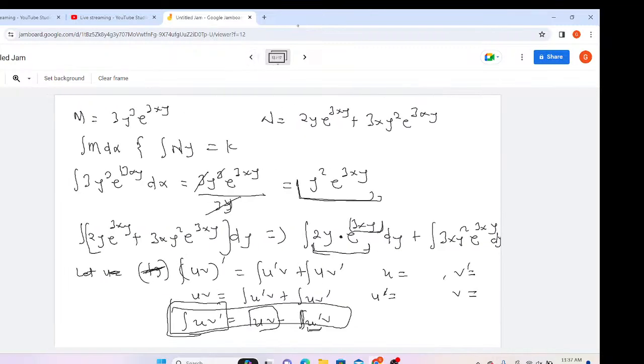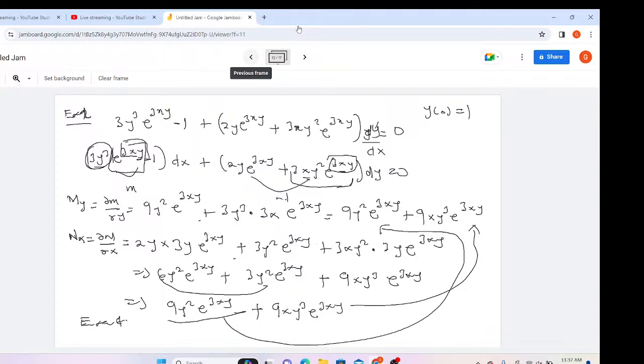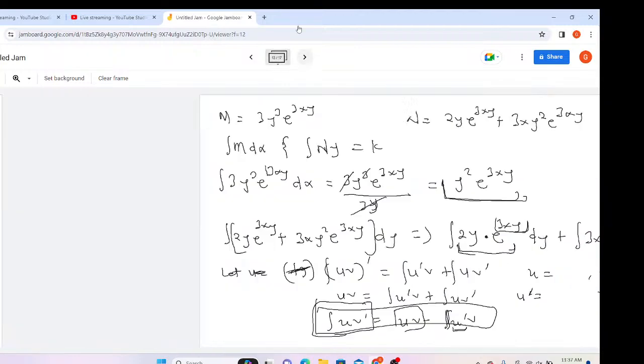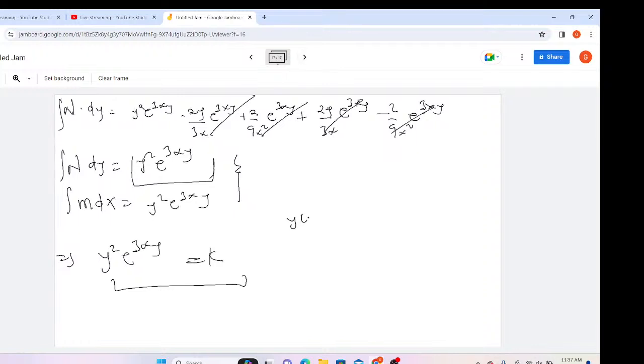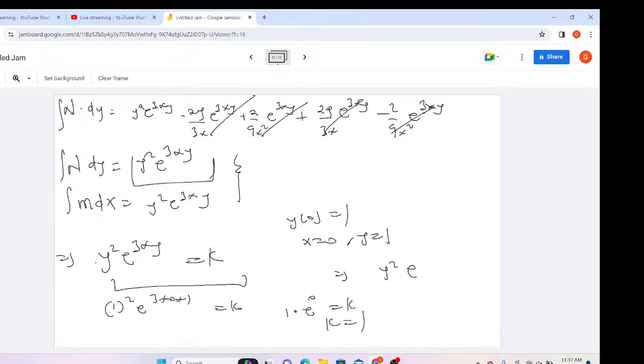Let's see if they give us any boundary or initial condition. The initial condition was y of 0 is equal to 1. So when x is 0, y is 1. Putting that in: y is 1, so 1 squared times exponential 3 times 0 times 1 equals k. This gives us 1 multiplying exponential 0 equals k, so our k is 1. Our actual solution becomes y squared exponential 3xy equals 1.